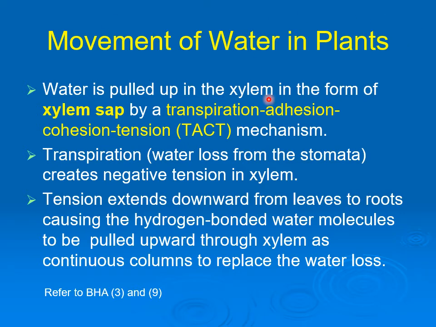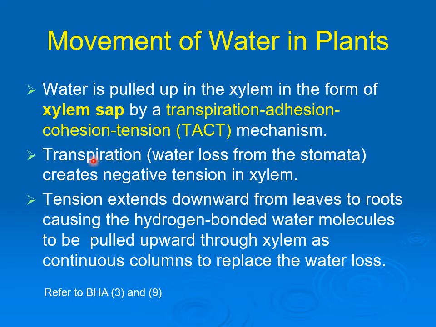So basically, again, you refer to question number 3 and number 9. This is the answer. Yeah, how does water move in plant? Okay, water is pulled up in the xylem in the form of xylem sap. By what mechanism? This is what they call the TACT mechanism: transpiration, adhesion, cohesion, and tension.